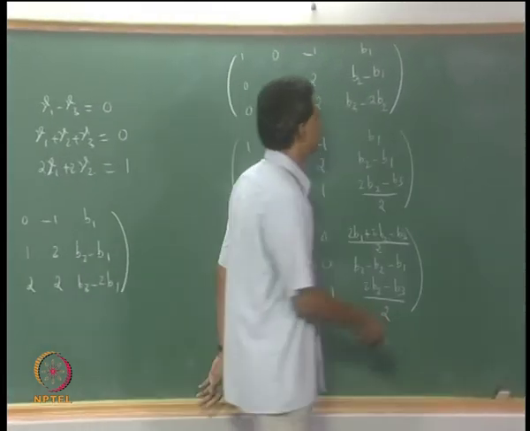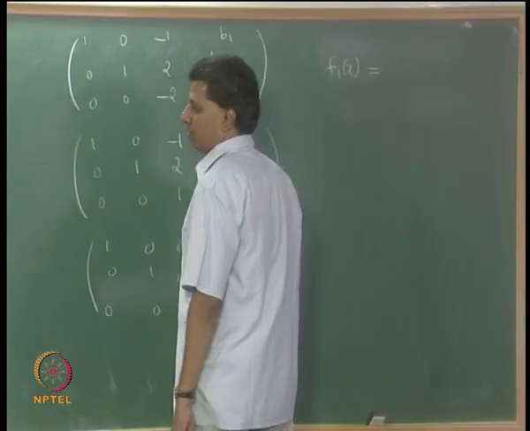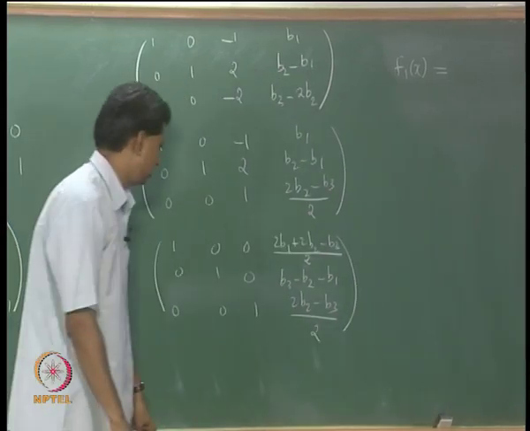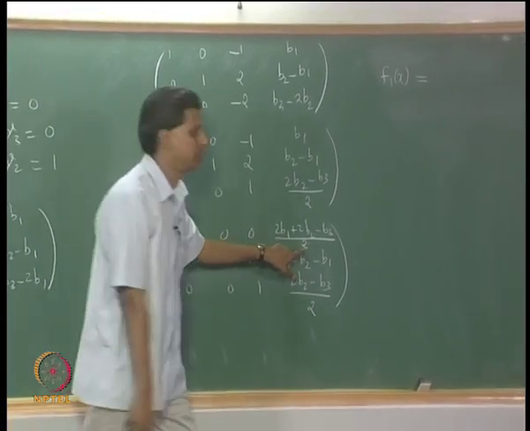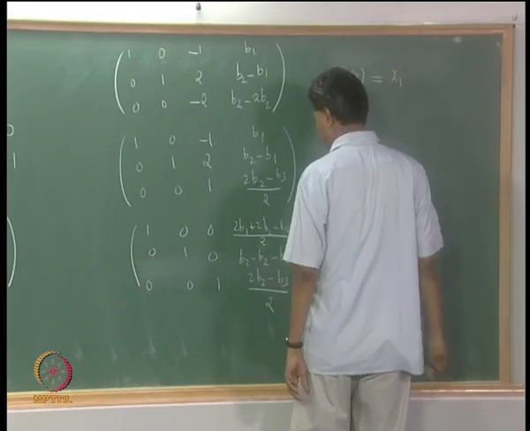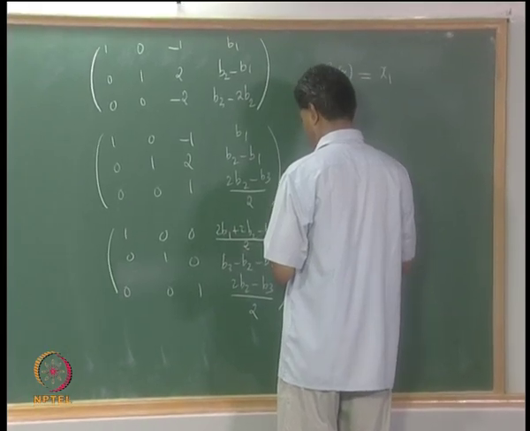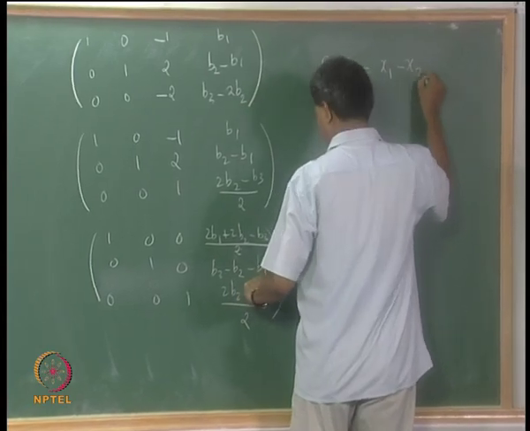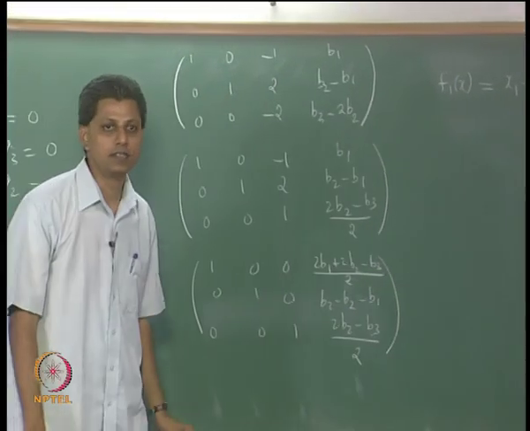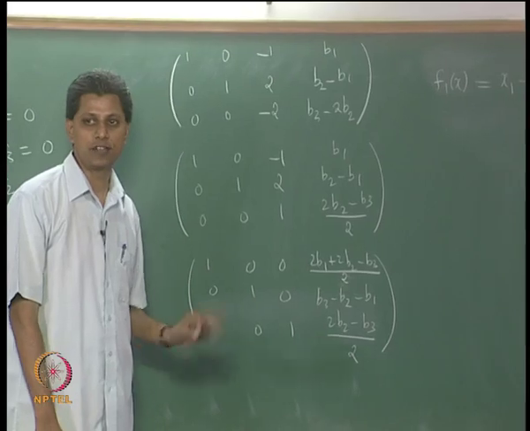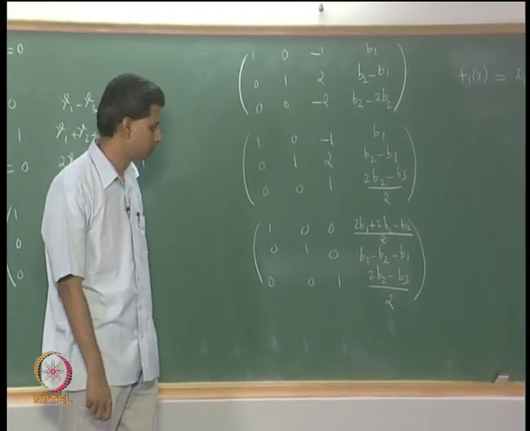So what is f1 then? So let me write f1 right away. Alpha 1, so that is the first vector. B1 is 1, so I get a 1 here, so it is x1, minus 1, this is 0, so f1 of x is x1 minus x2, that is alpha 1 is 1, alpha 2 is minus 1, alpha 3 is 0. Is it clear what I am doing?